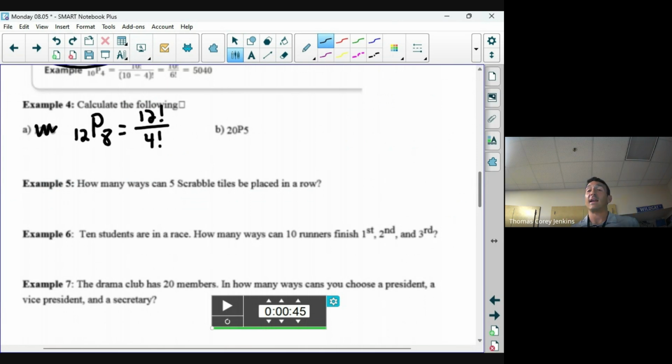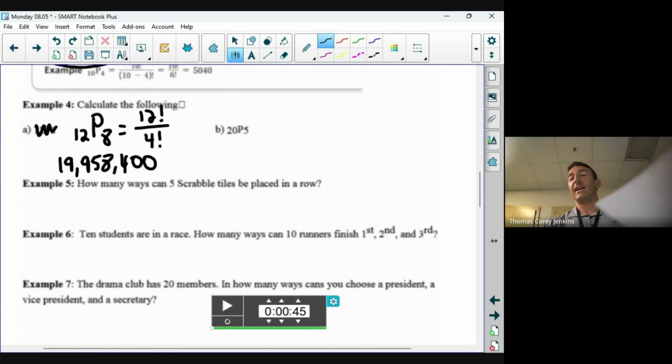So again, if we work that out, we're going to get a really large number. Okay, that'd be like 12 times 11 times 10 times 9 times 8 times 7 times 6 times 5, and that's it. Okay. So the number would be 19,958,400. So 12P8 equals that.